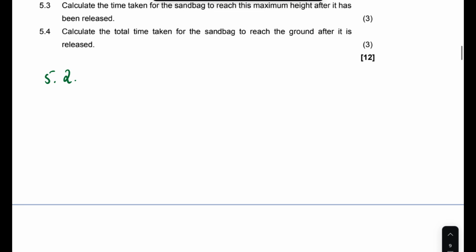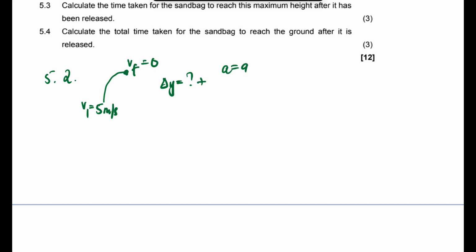So let me make a little drawing there. We're going to use that. The initial velocity is 5 meters per second, that is positive, and the final velocity there is going to be 0 when it reaches the maximum height. So it's the displacement that we want there, and the displacement is going to be what? Positive. And we have the acceleration is 9.8, and the 9.8 is what?